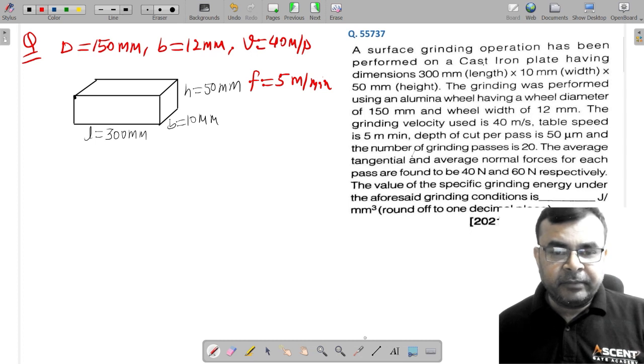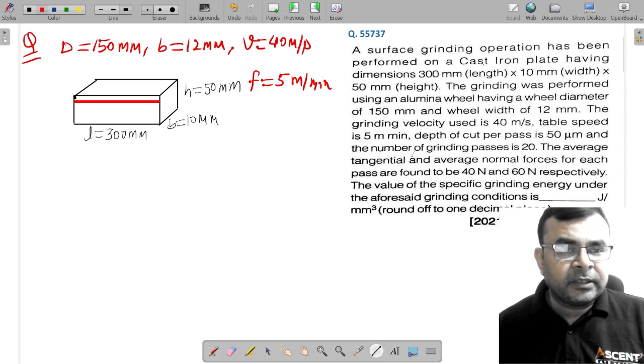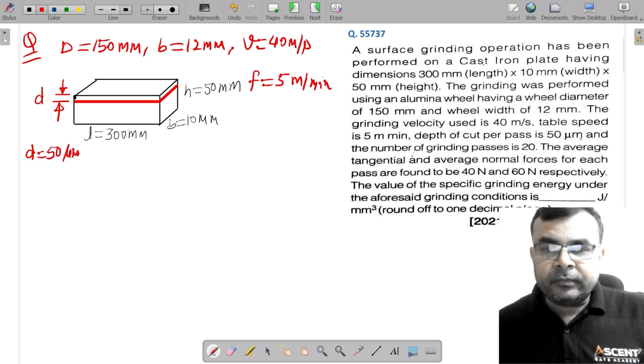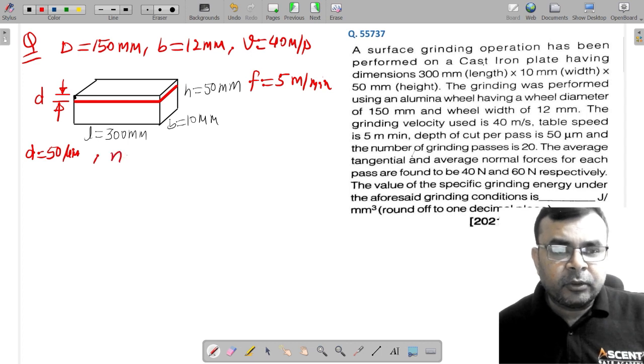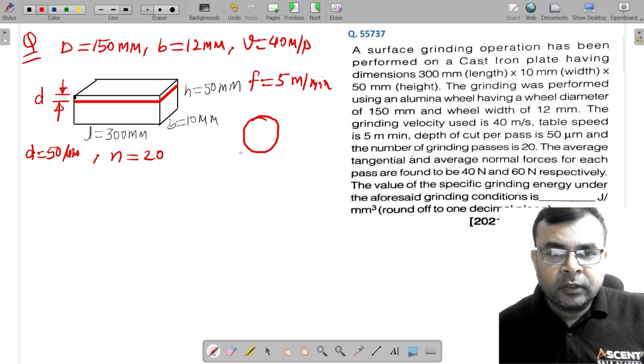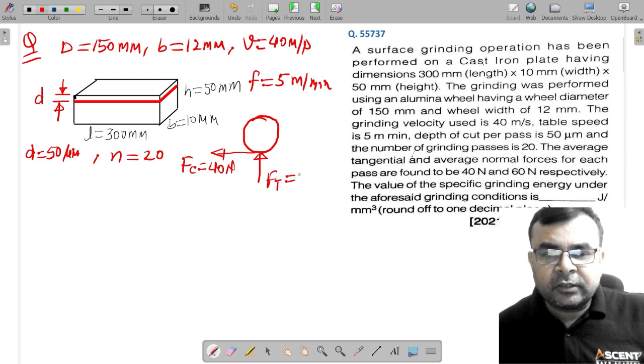Depth of cut per pass means you need to remove this much amount of material. This is called depth of cut, and this depth of cut is given here, 50 micrometer. And the number of grinding passes, let's suppose small n, is equal to 20. The average tangential force may act like this and normal force may act like this. The tangential force, which is called cutting force, is 40 Newton, and this normal force, that is thrust force, is 16 Newton respectively.